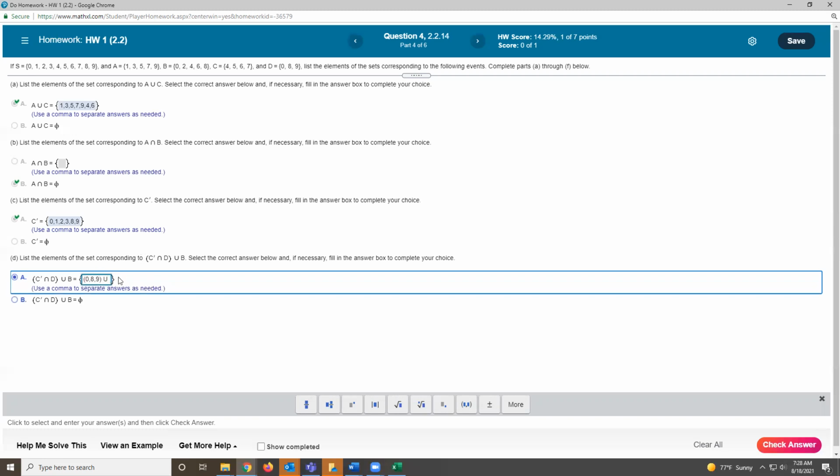Union B, I just rewrite B, 0, 2, 4, 6, 8. Okay, and now I take the union. I can start with this set 0, 2, 4, 6, 8, and then I also write down these elements, making sure that I don't repeat anything. 0 is already there, 8 is already there, but 9 is not. So if I just add 9 to this set, it is the union of these two.